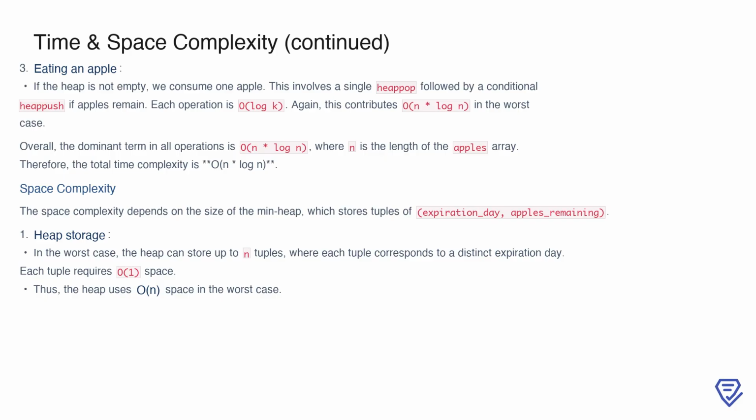Shifting to space complexity, the primary contributor is the min heap, which stores tuples of expiration days and the number of remaining apples. In the worst case, the heap may store up to n tuples, one for each day, where each tuple takes O(1) space. Hence, the space complexity for heap storage is O(n).